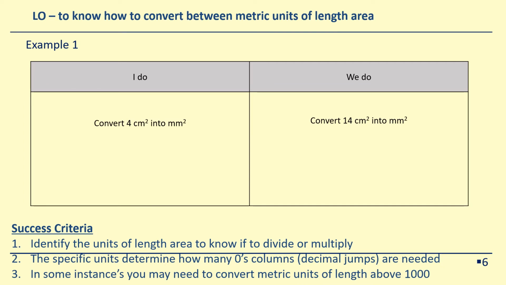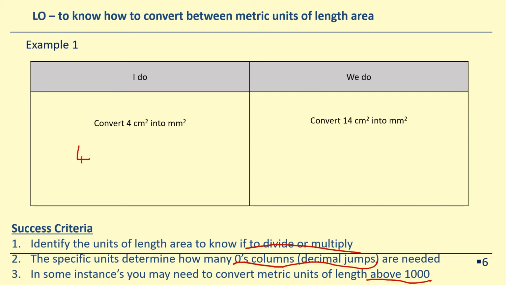Success criteria, as always: identify the units of length and area to know whether to divide or multiply. You've practiced that so much across these lessons recently. Specific units determined, so again using our decimal jumps, our columns. Then in some instances, you may need to convert metric units of length above 1,000. So let's have a look here.